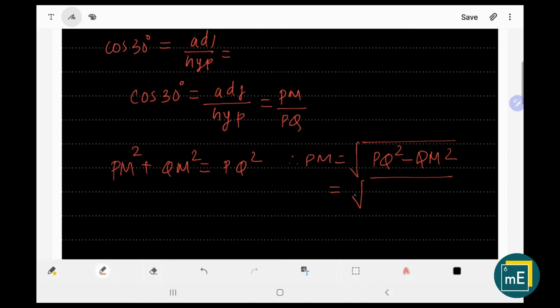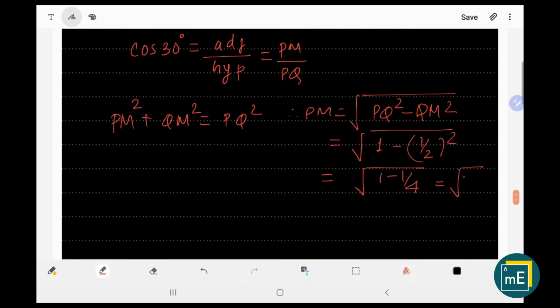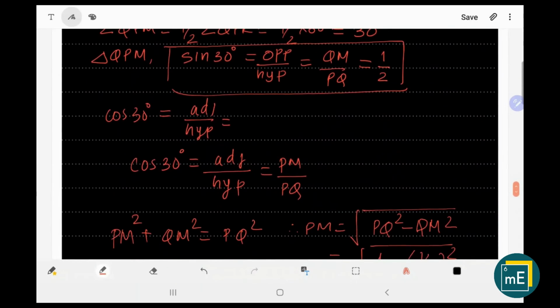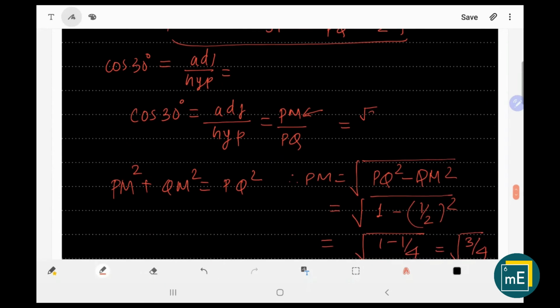Now PQ is 1 and QM is half. So this gives us root of 1 minus 1 by 4, which is nothing but root of 3 by 4, which can be written as root 3 by 2. Hence the length of PM over here is equal to root 3 by 2. And the length of PQ, we know, is equal to 1. Therefore cos of 30 degrees becomes root 3 by 2.